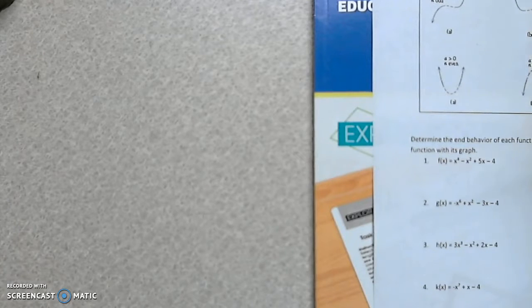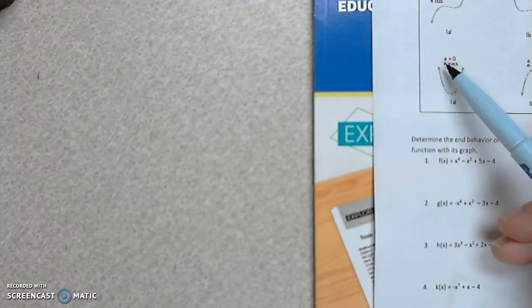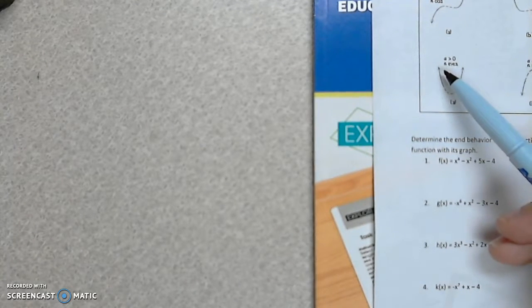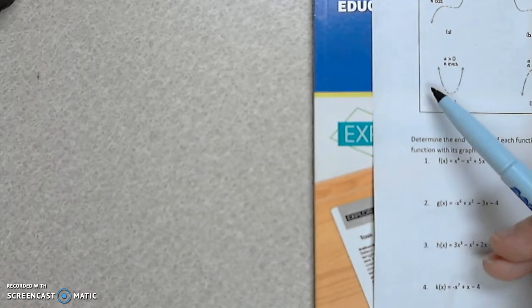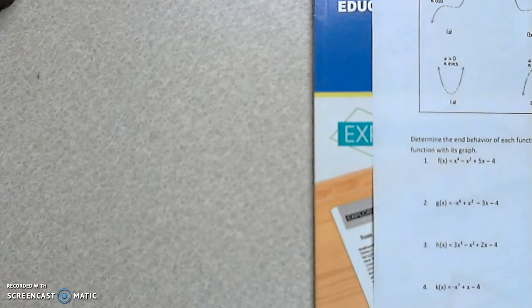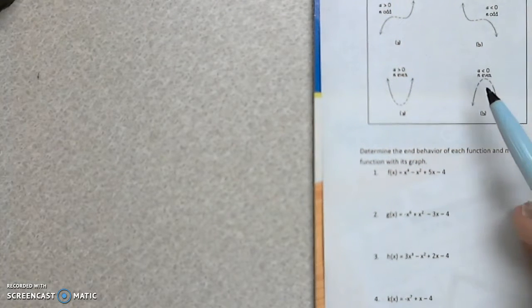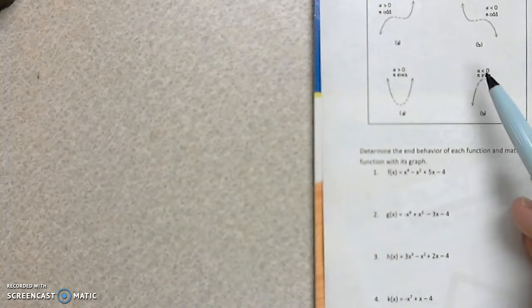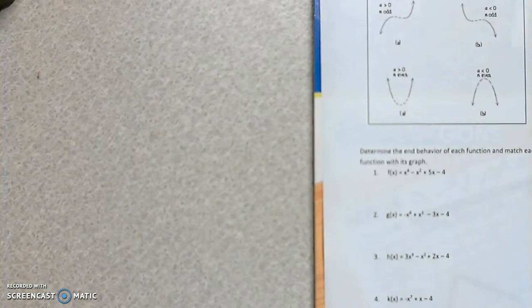Alright, then looking at if the A is positive, but this time the exponent is an even number, it should look like this, both ends going up. And if it's less than 0 or negative, our leading coefficient is negative, then both sides should be going down.